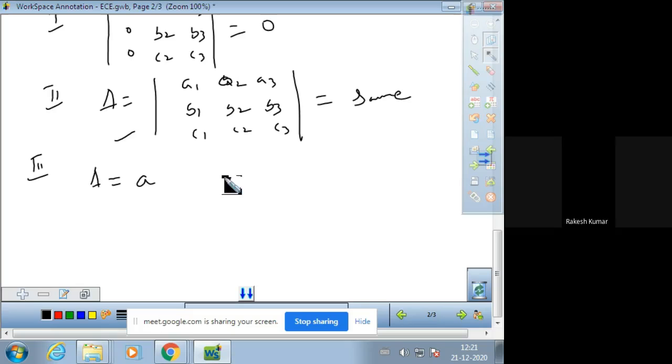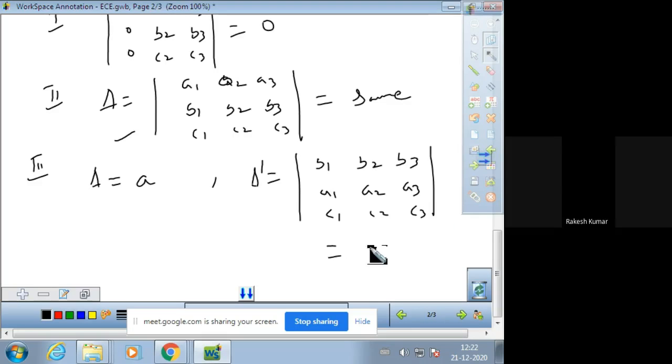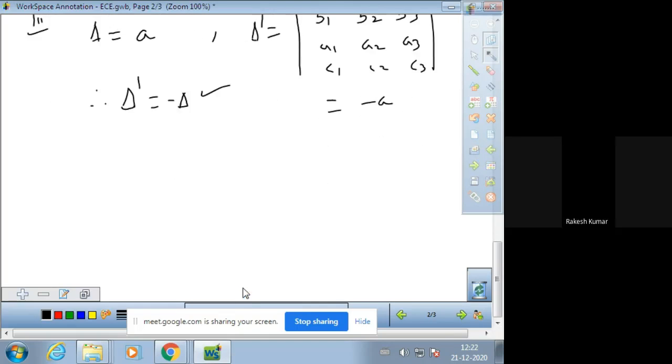Its value comes out to be a, and suppose I expand another determinant. Then how to expand it? By interchanging rows. Suppose the second row we make first, and the first row we make second, and keep the third as it is, then the value will come out to be negative of a. So what does it mean? The new determinant, delta dash, will be equal to negative of delta. It will always be there. This is also an important property.